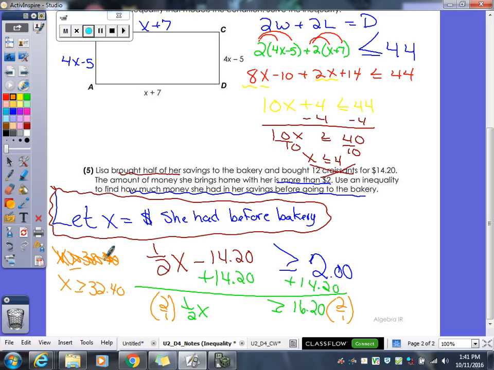Now, you have to write a sentence. It says, how much money did she have in her savings account before she went to the bakery? So she had at least $32.40 in her account. She had at least $32.40 before the bakery. Now, could she have had more? She could have had $32.41. She could have had $32.42. She could have had $32.60. We don't know. It says she had more than $2 in her pocket. It depends on how much she had. Did she have $2.50 left? You know, we don't know. Okay, so she had at least $32.40 before the bakery.